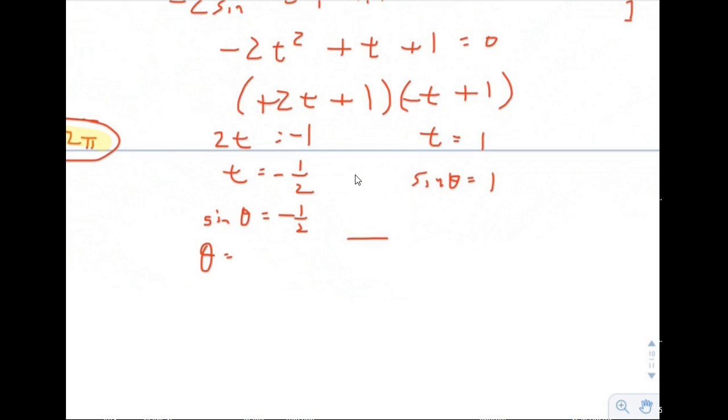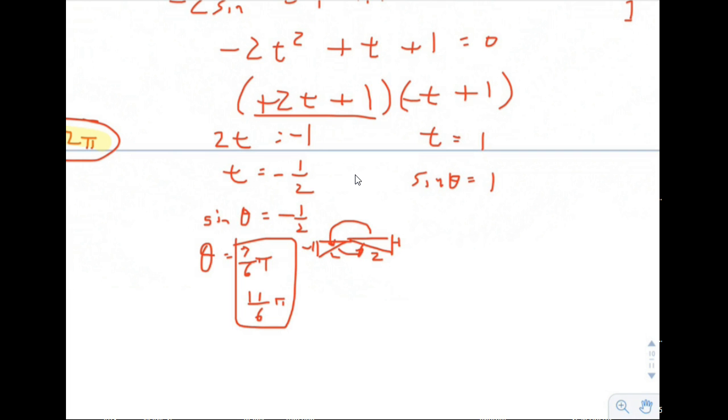That would be like this angle and this angle. So that one would be pi plus pi over 6, which would be 7/6 pi. So one of them would be 7/6 pi, and the other one would be 11/6 pi. Okay? So those would be two solutions for this side of the equation.